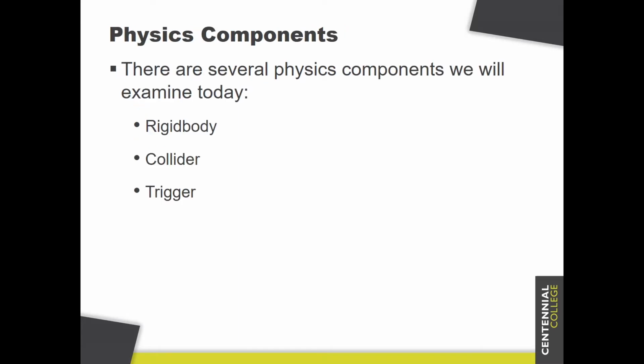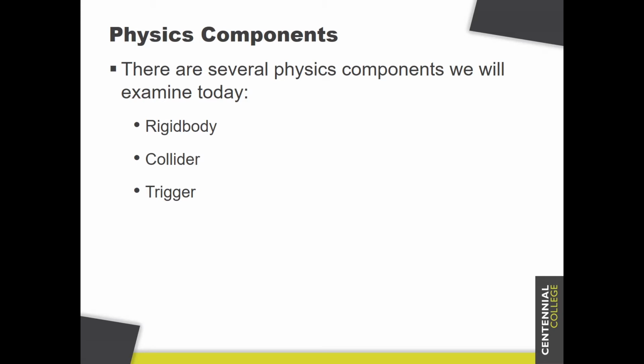Okay, guys, so let's finally actually get into this. We're finally going to take a look at physics here. And we're really going to talk about three different components today: rigid body, collider, and trigger. These are extremely important components. In fact, if you don't learn anything else about physics, if you know these three, then you're in pretty good shape as far as making games is concerned.